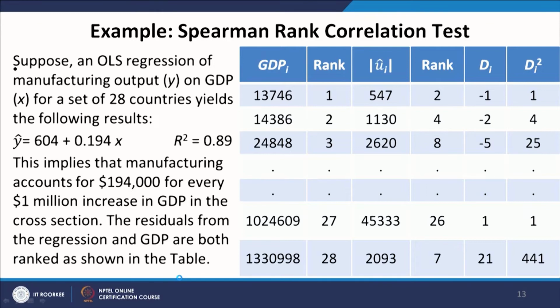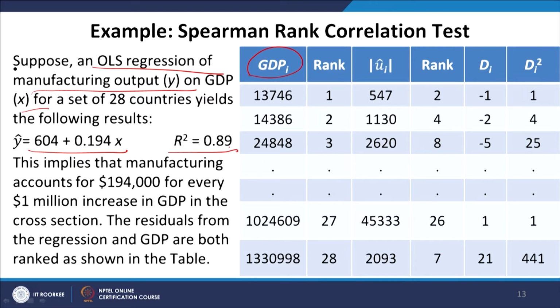Now, this is an example where we are considering GDP figures of 28 countries. So, we are running an OLS regression of manufacturing output on GDP for a set of 28 countries, and this yields the following results. We have y hat equals 604 plus 0.194 x with an r square of 0.89. So, this is a cross country analysis. This implies that manufacturing accounts for $194,000 for every $1 million increase in GDP in the cross section.